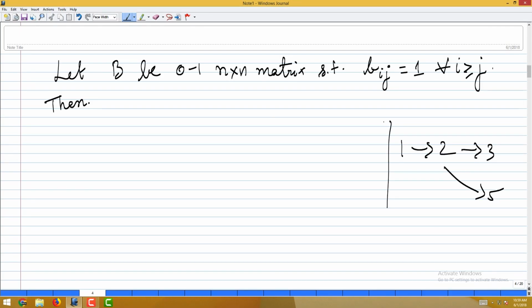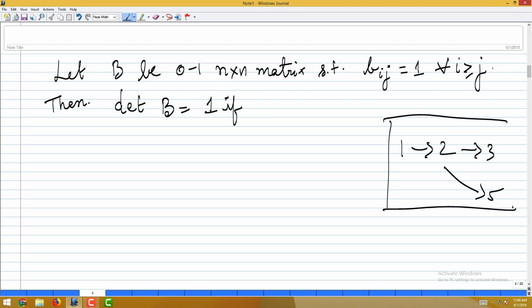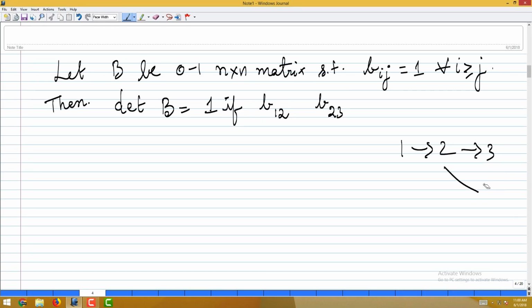So, keeping this in mind, we will try to talk about what will be the determinant of such a matrix. The determinant of this matrix is going to be equal to 1 if the corresponding entries, B12, B23, B34, all the entries on the first diagonal above the main diagonal, are all 0. Then you will get determinant equal to 1. Even if there is one entry which is non-zero here, then I can say that determinant of B is going to be 0 otherwise.